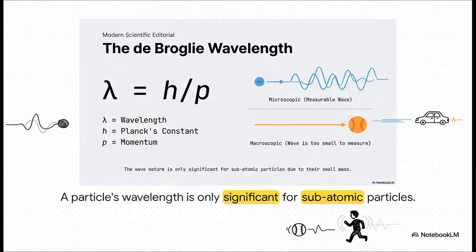Now, you might be thinking, I've never seen a baseball ripple through the air like a wave. And you're right. That's because Planck's constant is an unbelievably, ridiculously tiny number. For something big like a baseball, its wavelength is so small that it's completely impossible to detect. But for a tiny little subatomic particle like an electron, that wavelength is actually big enough to measure.